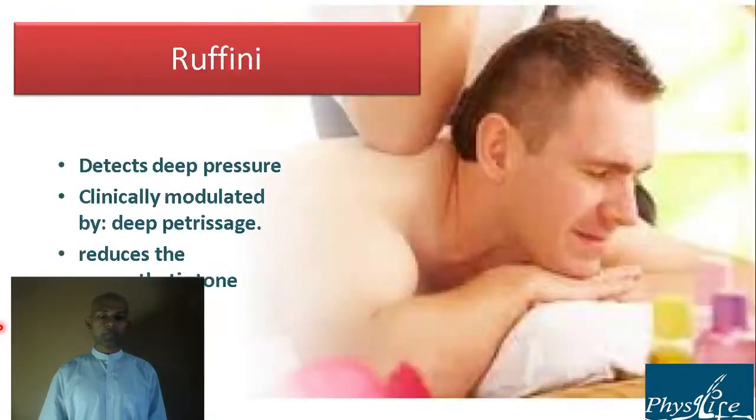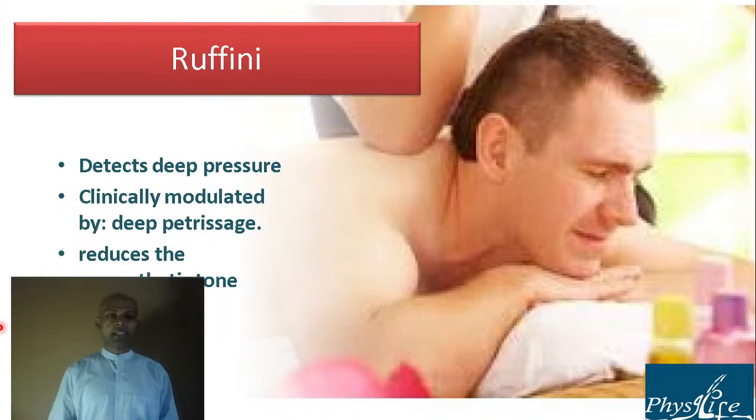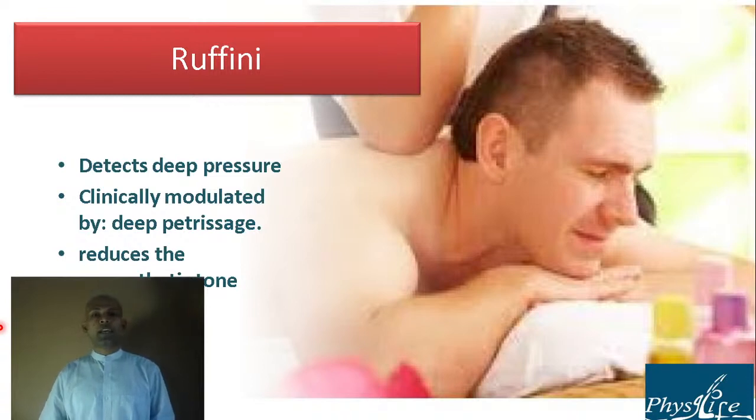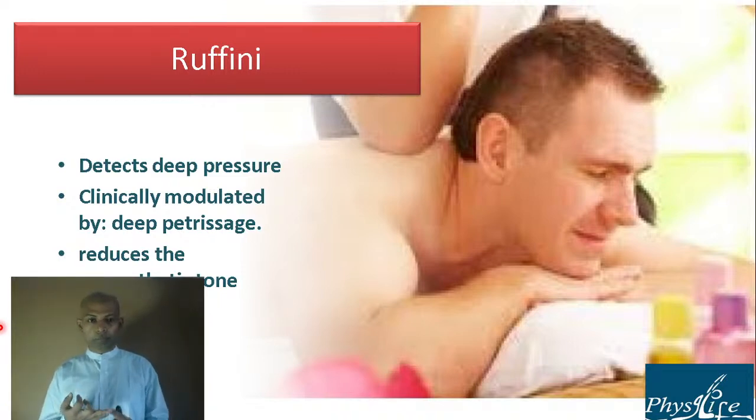Ruffini detects deep pressure, clinically modulated by deep sustained pressure, and it reduces the sympathetic tone. So that is why when you are stressed, if you get a deep pressure, then you are relaxed. Your sympathetic tone shifts to parasympathetic. Your breathing pattern changes, your stress tension changes. It reduces the muscle tone visibly by stimulation of the Ruffini.